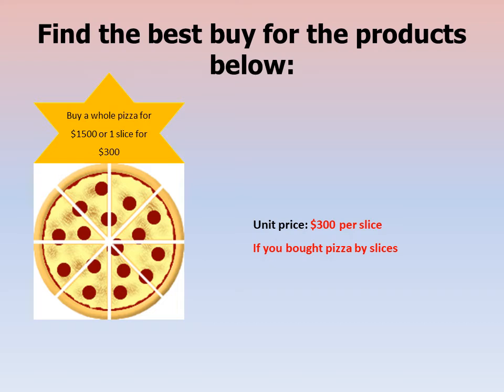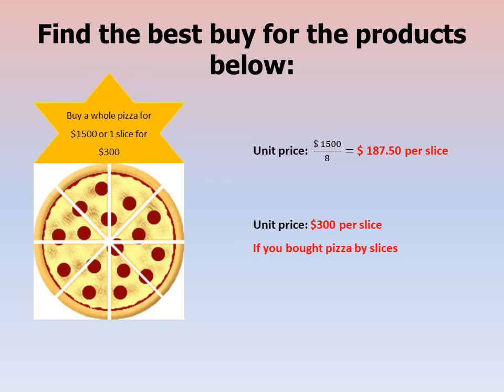How many units are there in the whole pizza? Meaning, how many slices are there? Let's count. 1, 2, 3, 4, 5, 6, 7, 8. There are 8 slices. So how many units are there in total? Awesome. There are 8 units. And the total price for the whole pizza is 1,500. So we take our total price and we divide it by the number of units.